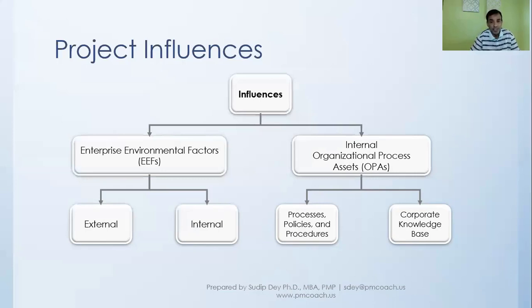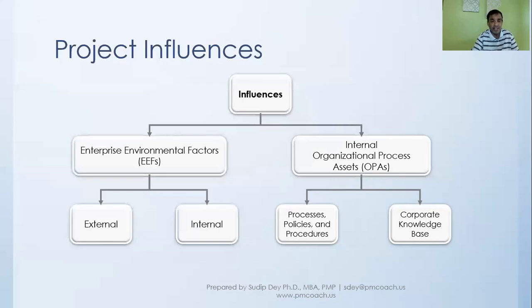And when we store that information, projects that come after us will be able to use it in running their project. So to sum up, we see that there are two types of environmental influences. One is enterprise environmental factors, and one is organizational process assets. Now, organizational process assets are internal to the organization.